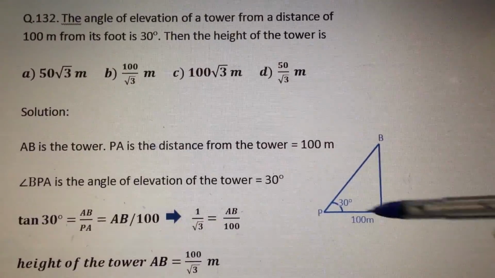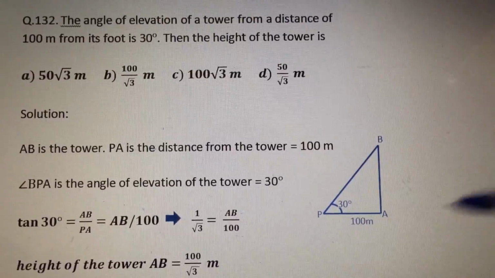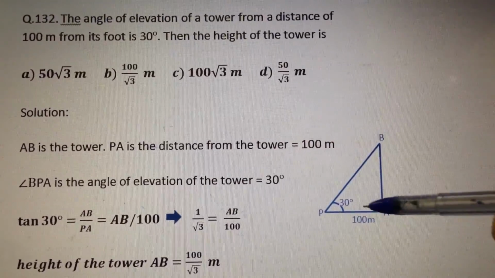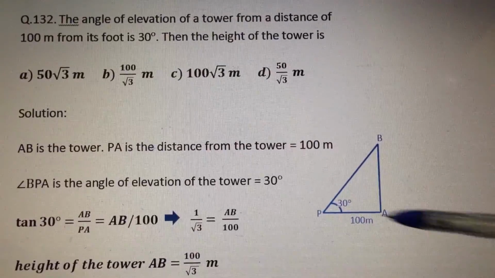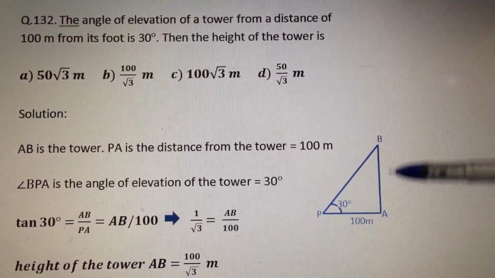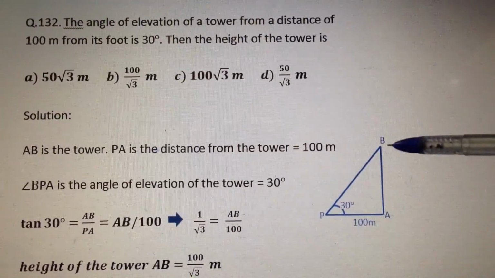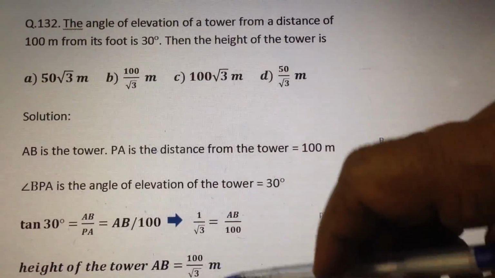We know tan 30 is equal to AB by PA. We know the value of tan 30, which is 1 by root 3. Therefore, 1 by root 3 is equal to AB by 100. Therefore, AB, which is the height of the tower, is equal to 100 by root 3 meters.